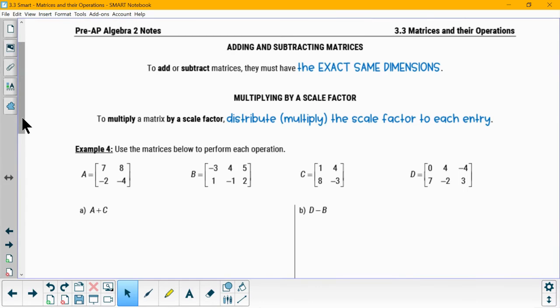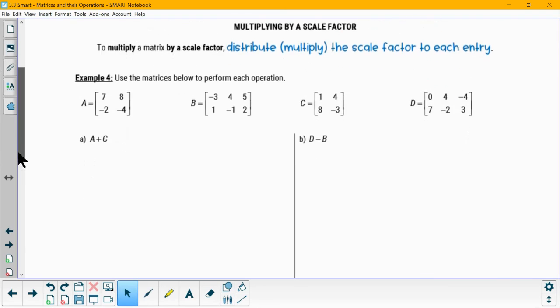Something that becomes a big part of the next lesson is adding and subtracting matrices. So to add or subtract matrices, they must have the exact same dimensions, exact same number of rows, exact same number of columns. They cannot be different. And to multiply a matrix by a scale factor, all you have to do is take the number written in front and distribute it, multiply that scale factor to every entry in your matrix.